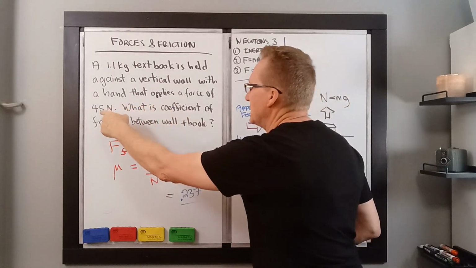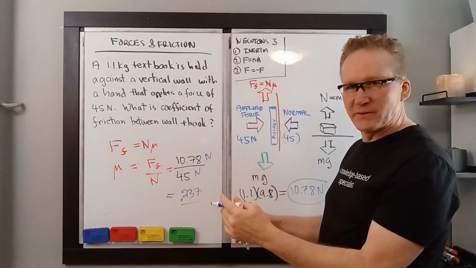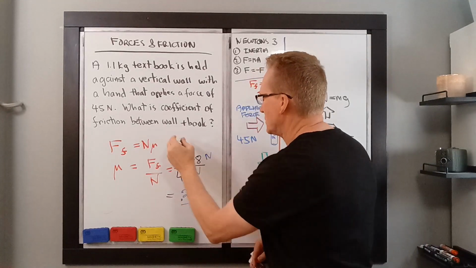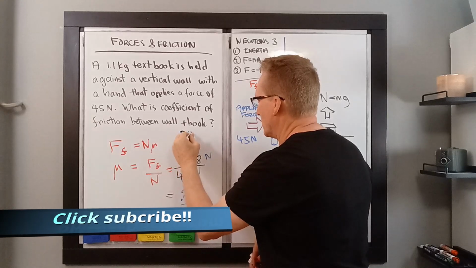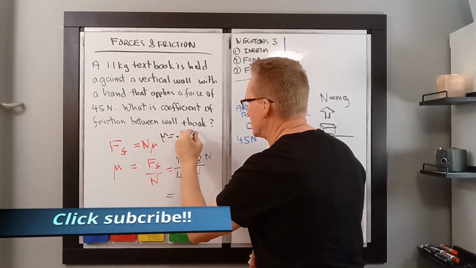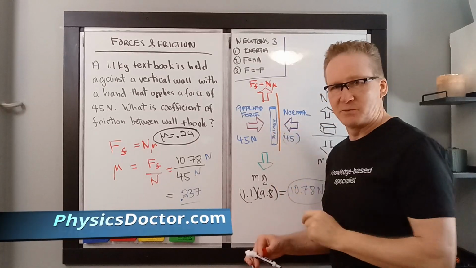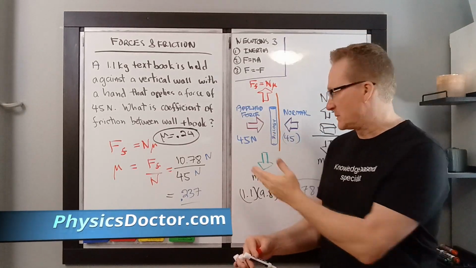We have this in two significant figures, so let's do the final answer in two significant figures as well, and that would be 0.24. So mu is equal to 0.24. That's the answer we were looking for. That's the coefficient of friction between the biology book and the wall that keeps it from slipping down.